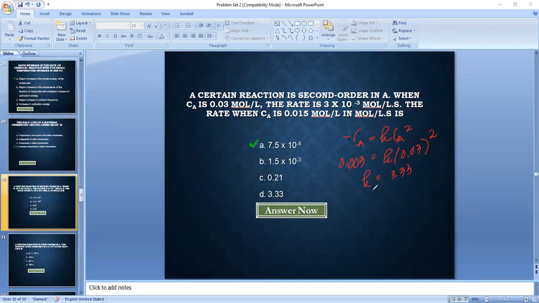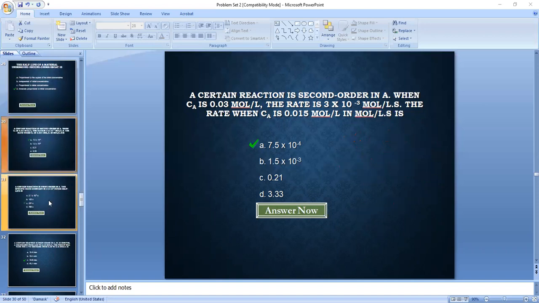You will go back to the same rate expression. Anyway, you are asked for the rate. So the rate now is equal to 3.33, that's the k, and then C_A, which is 0.015 squared. So you have the rate. You multiply to the new C_A, which you need to raise to 2, or square. So what's the answer? That's 7.5 times 10 raised to negative 4. Otherwise, there must be something wrong with the value given to me. Okay, that's very easy. Very simple.